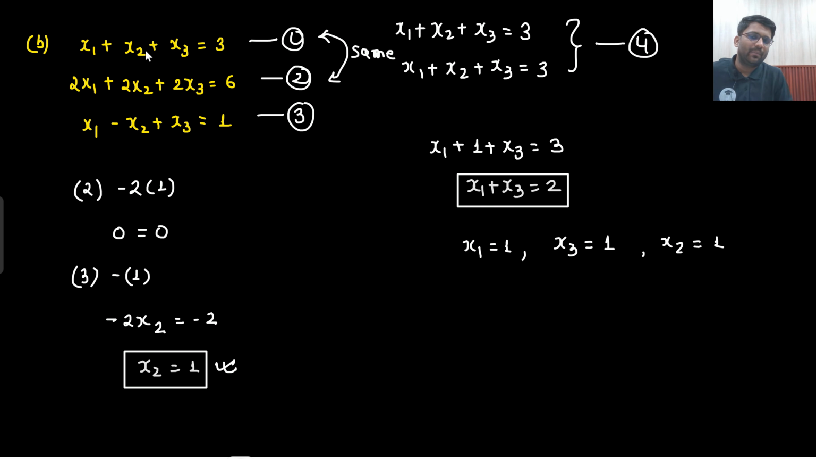So put 1, 1, 1 here. 1 plus 1 plus 1 is 3. Then 2 plus 2 plus 2 is 6. 1 minus 1 will be 0, plus 1 will be 1. So this equation is also satisfied. This is a correct solution.